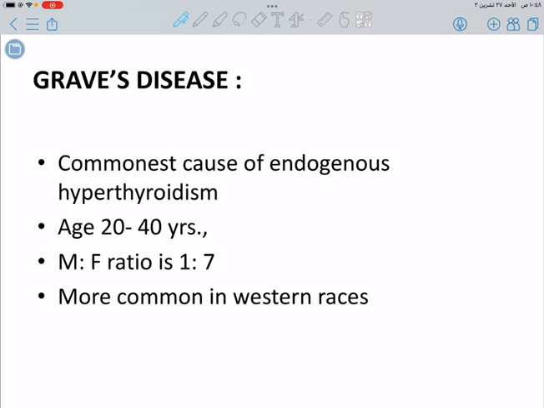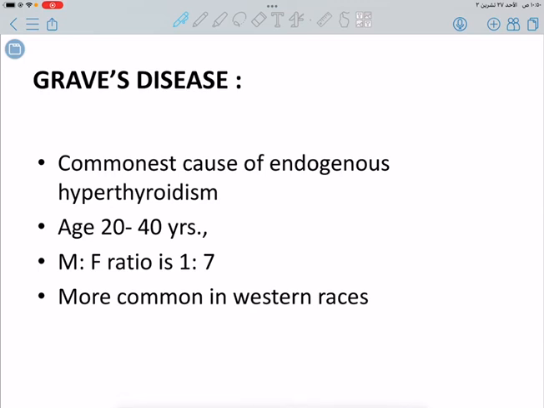Why do the follicular cells become hyperactive? They are stimulated by antibodies, or autoantibodies. These antibodies bind to the TSH receptors and act like TSH, irrespective of the TSH level from the pituitary. These autoantibodies bind to the receptors for TSH and stimulate the follicular cells to produce more and more T4. It is the commonest cause of endogenous hyperthyroidism, with age between 20 and 40. In the male to female ratio, it is much more common in females.